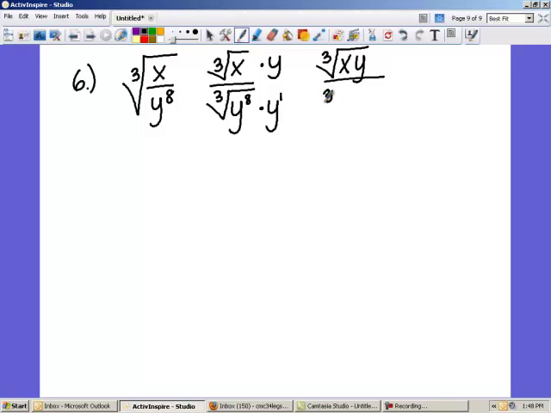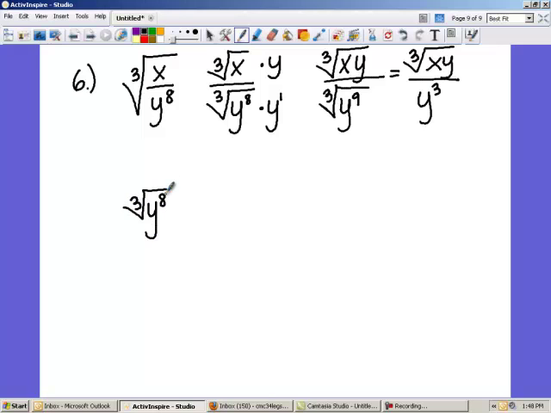And then on bottom, this will transform to y to the 9th, and 9 divided by 3 will just be a solid y to the 3rd power. Because remember, we don't want radicals on the bottom. Now let's say you chose to do it the other way, and I just want to show you this way, just in case you don't like what we just did.